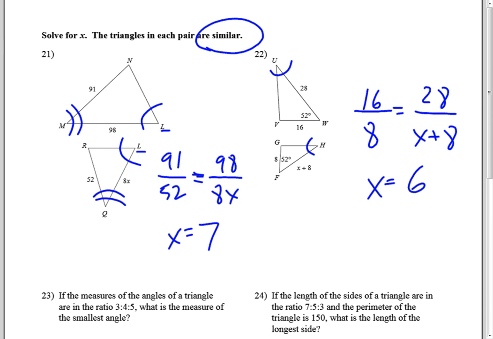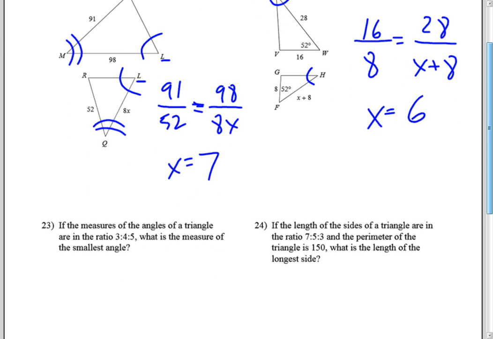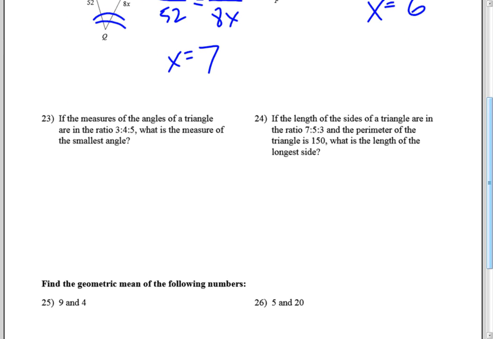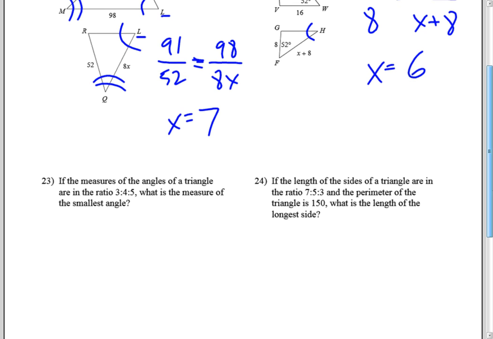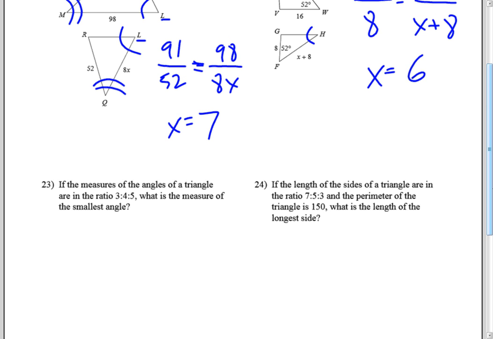All right, 23 and 24. What's the key thing that you have to add to what's going on here if you start seeing ratios? What do you have to introduce to the problem or put in the problem?